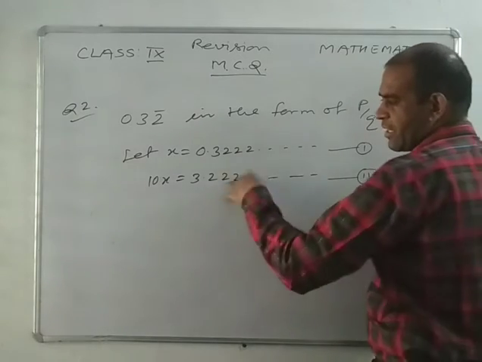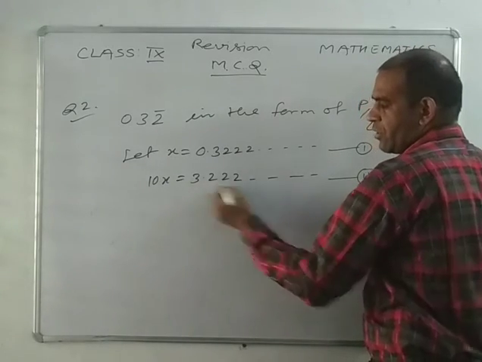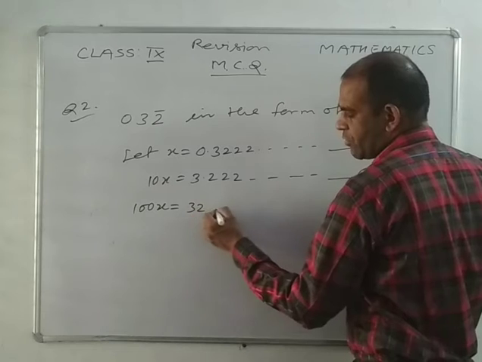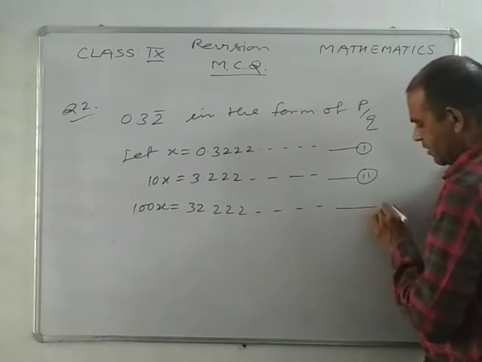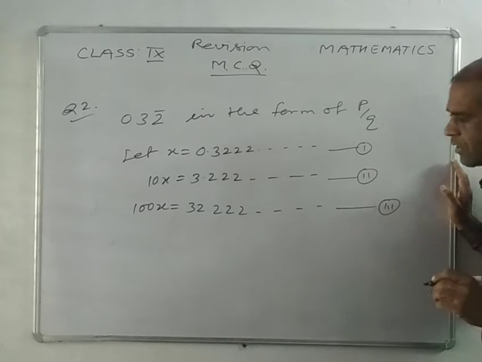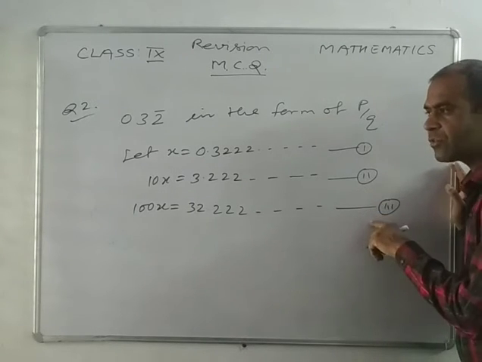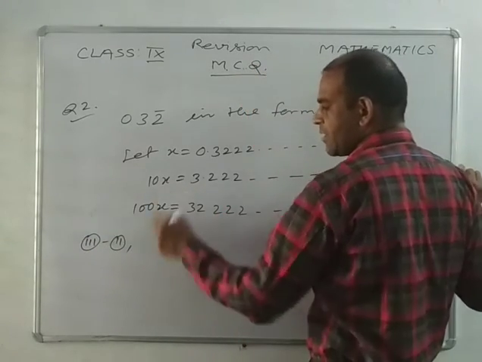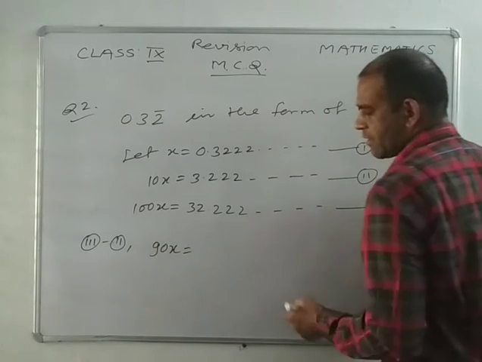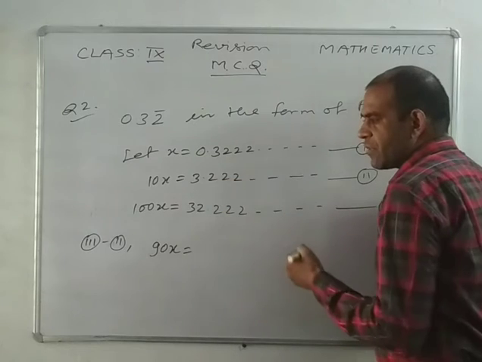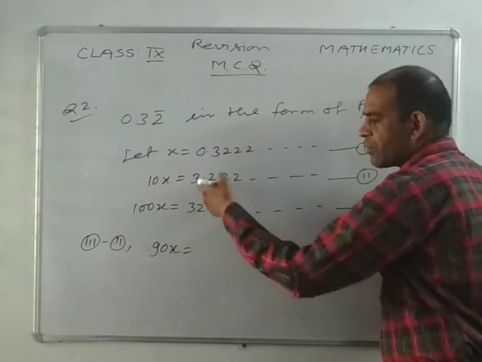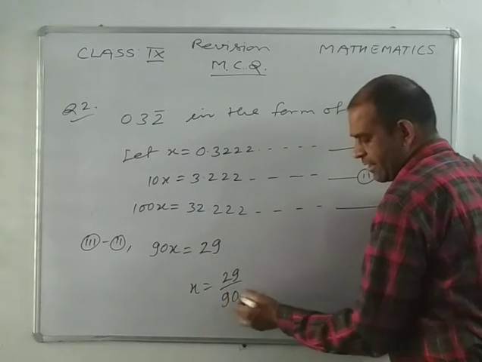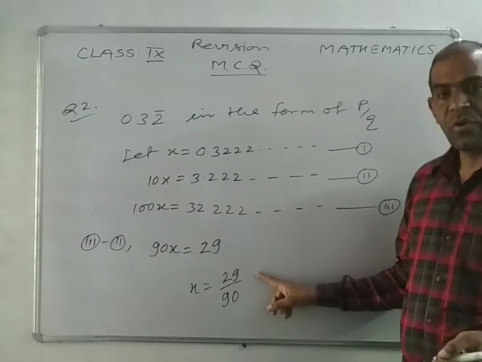और एक और अनदर मेथड है कि एक बार एक इक्वेशन और बनाओ. Here 2 is repeating, so multiplying by 10, so 100x. So here 32.222 is the equation third, and subtract equation second from third. Third minus second, 100 minus 10, 90x. Here the repeating digits are the same, whose difference is 0, and 32 minus 3 is 29, and final answer is 29 by 90 in the form of p by q.